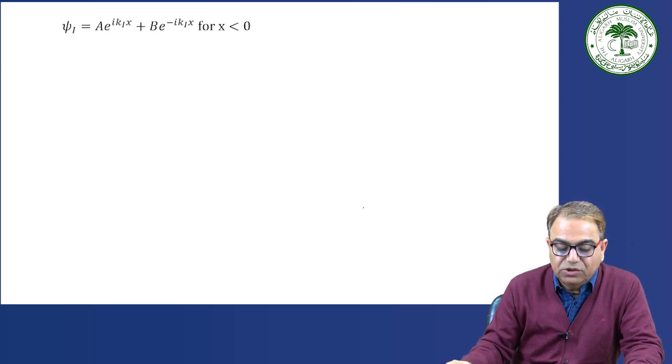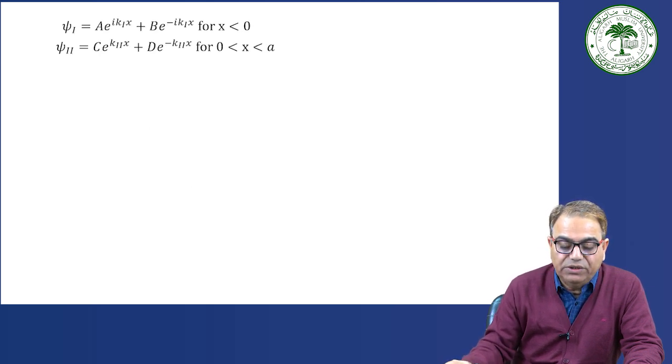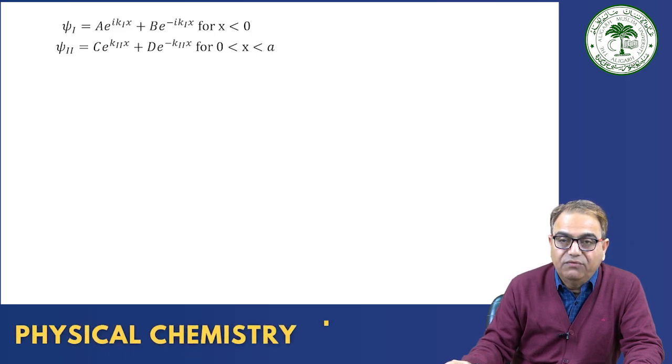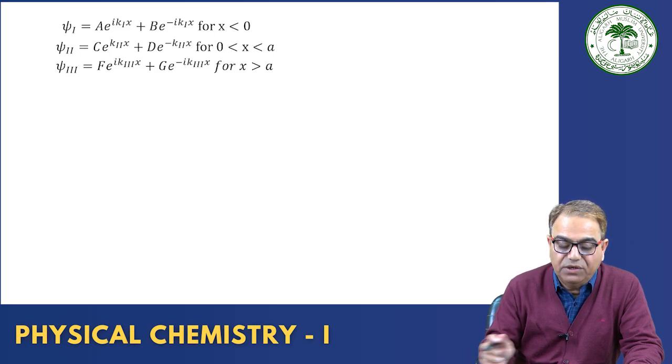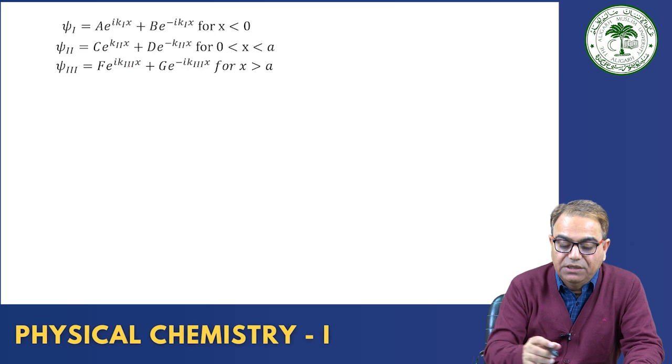Okay. So for all three regions we have the wave functions. For the psi 1 region, we have a exponential i k1x plus b exponential minus i k1x. For the psi 2 region, you have c exponential k2x plus d exponential minus k2x. And for the psi 3 region, you have f exponential i k3x plus g exponential minus i k3x.